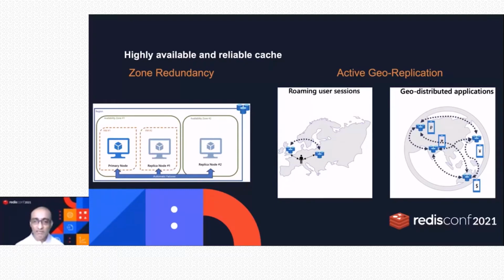Now, if the HA within the region is not sufficient for you, or you have a need for supporting roaming user session, we also support active geo replication. By enabling active geo replication, you are able to deliver conflict-free, seamless experience for your roaming use cases, and more importantly, in an unlikely event of region-wide availability incident, you are able to quickly redirect the traffic to a region which is actually functional. And that allows you to maintain the business continuity.